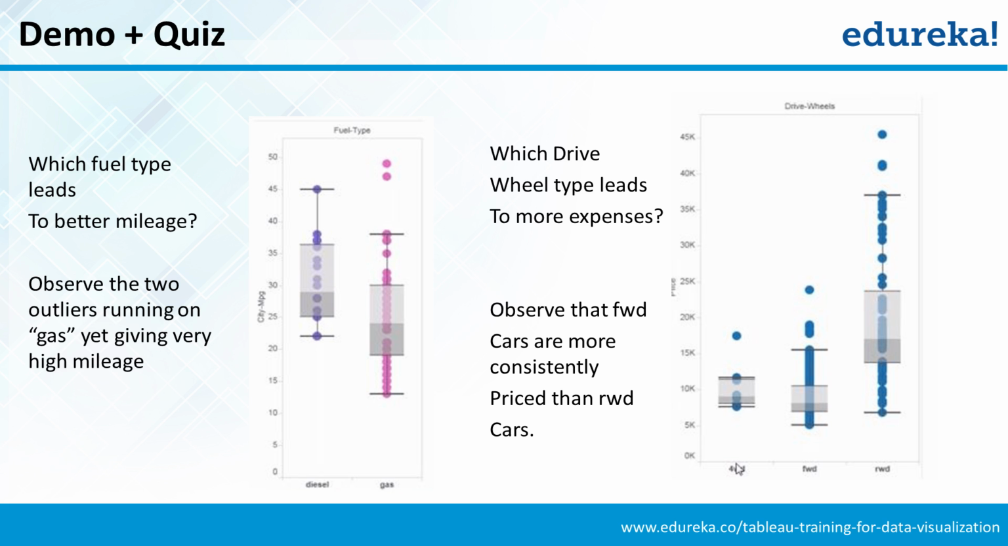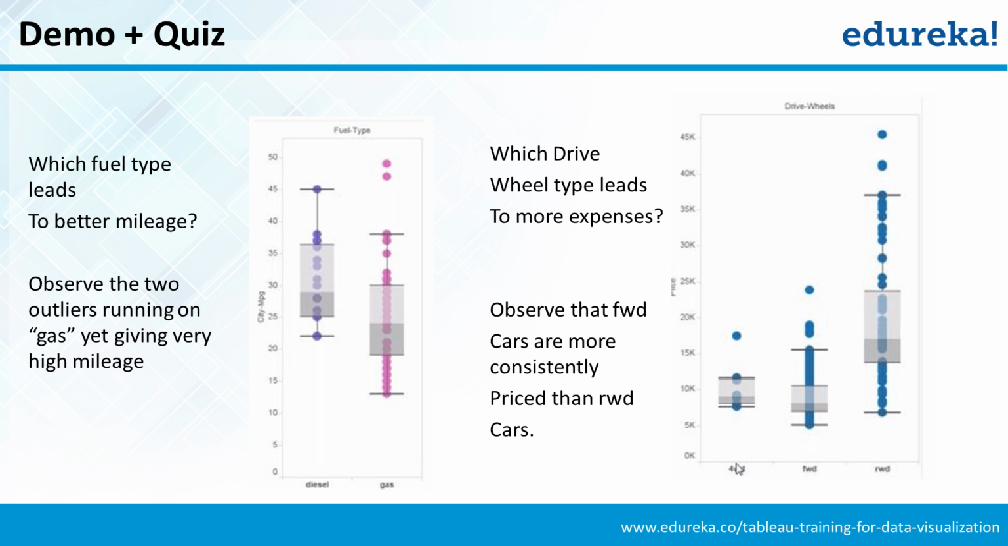Before we move ahead, I also want to point out this particular observation here. You can see in forward wheel drive and rear wheel drive, the rear wheel drive cars' price is scattered. At times you have to pay extremely less for a rear wheel drive car. At times you have to pay extremely high for a rear wheel drive car. But for forward wheel drive, see, all the points are sticking to one another. So forward wheel drive is more consistently priced.